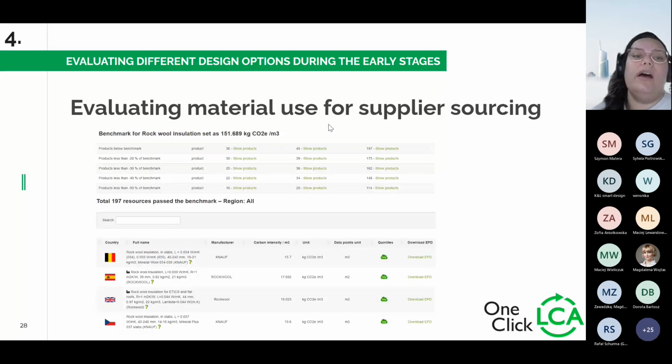Then we can also evaluate the material for the supplier sourcing. It's possible to benchmark the material with different suppliers and see the impacts of different suppliers as well. And this is very good and important also because you keep your options open, and you can also have your decisions being justified by, for example, a supplier that has a material of better quality, better performance.